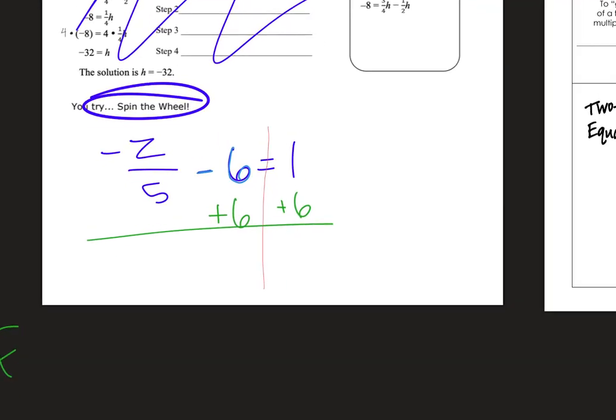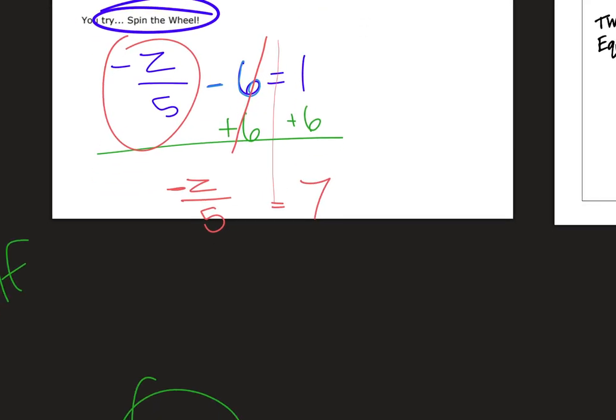So we add 6 to both sides. The 6's cancel, leaving us with negative z over 5 equals 7. We are now going to multiply both sides by negative 5. Why are we multiplying by negative 5? What's happening to z? It's being divided by a 5. And then also there's that negative. We want to get rid of it. So we're going to do 2 things at once.